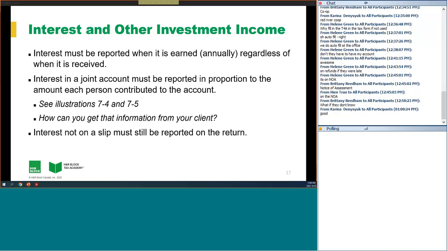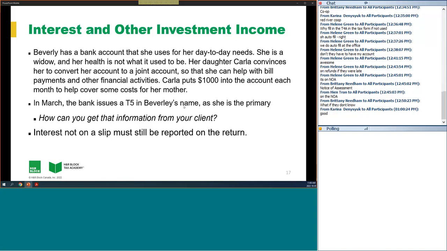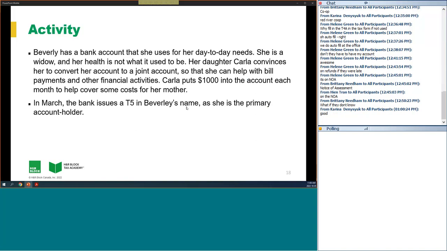I really do enjoy this because there are so many interesting things we can do with investments. So we're going to keep going, and we're going to test your knowledge just a little bit with an activity. So I have Beverly here. Beverly has a bank account that she uses for her day-to-day needs. She's a widow, and her health is not what it used to be. Her daughter, Carla, convinces her to convert her account to a joint account so that she can help with bill payments and other financial activities.